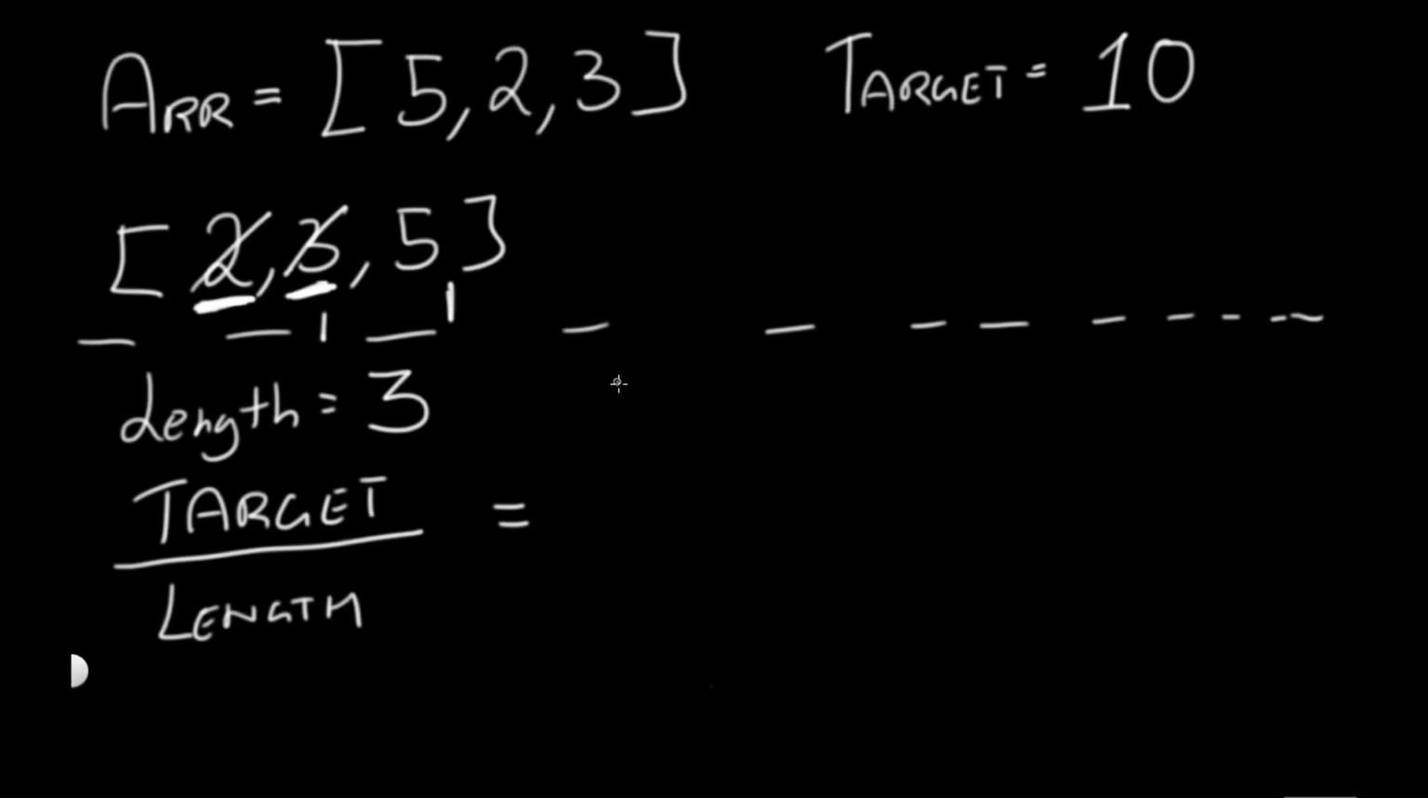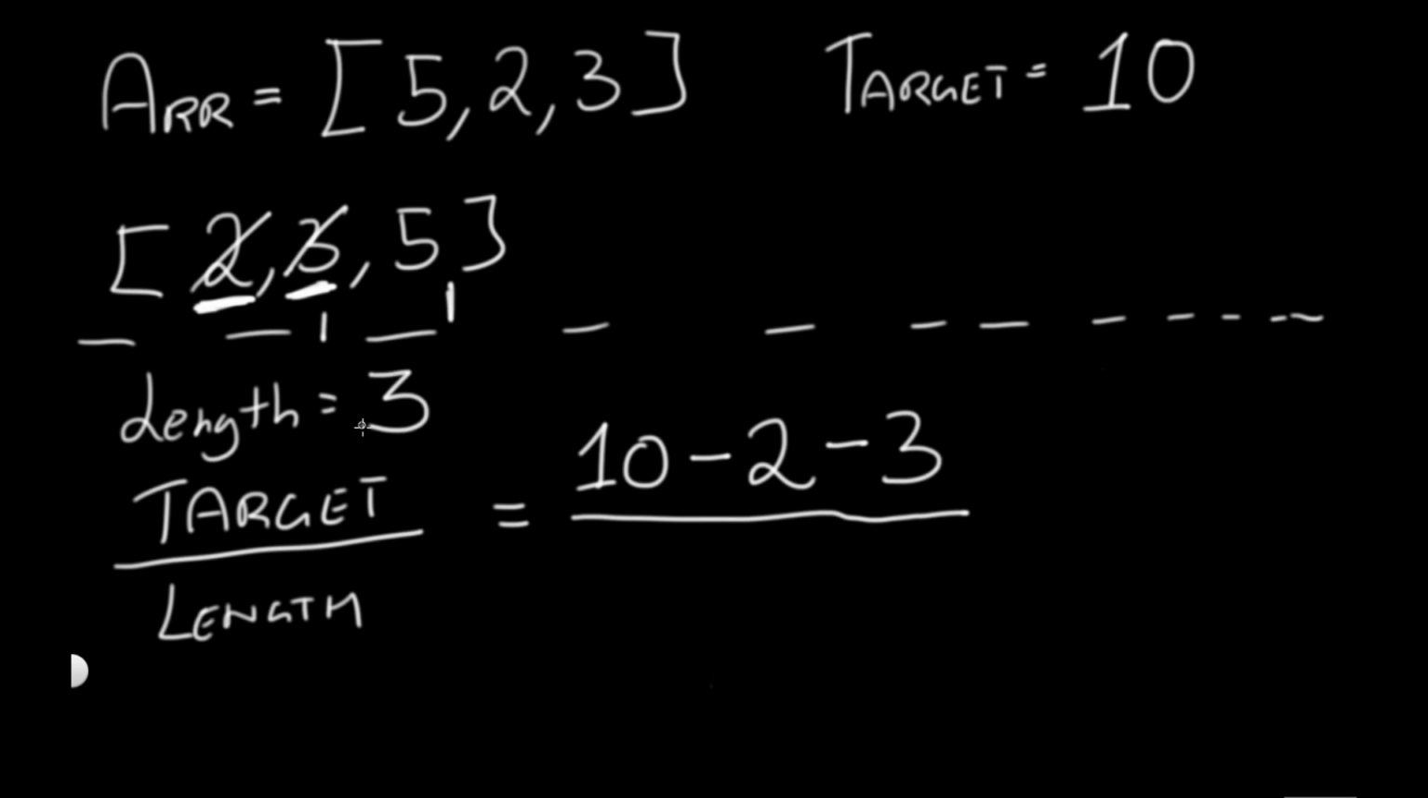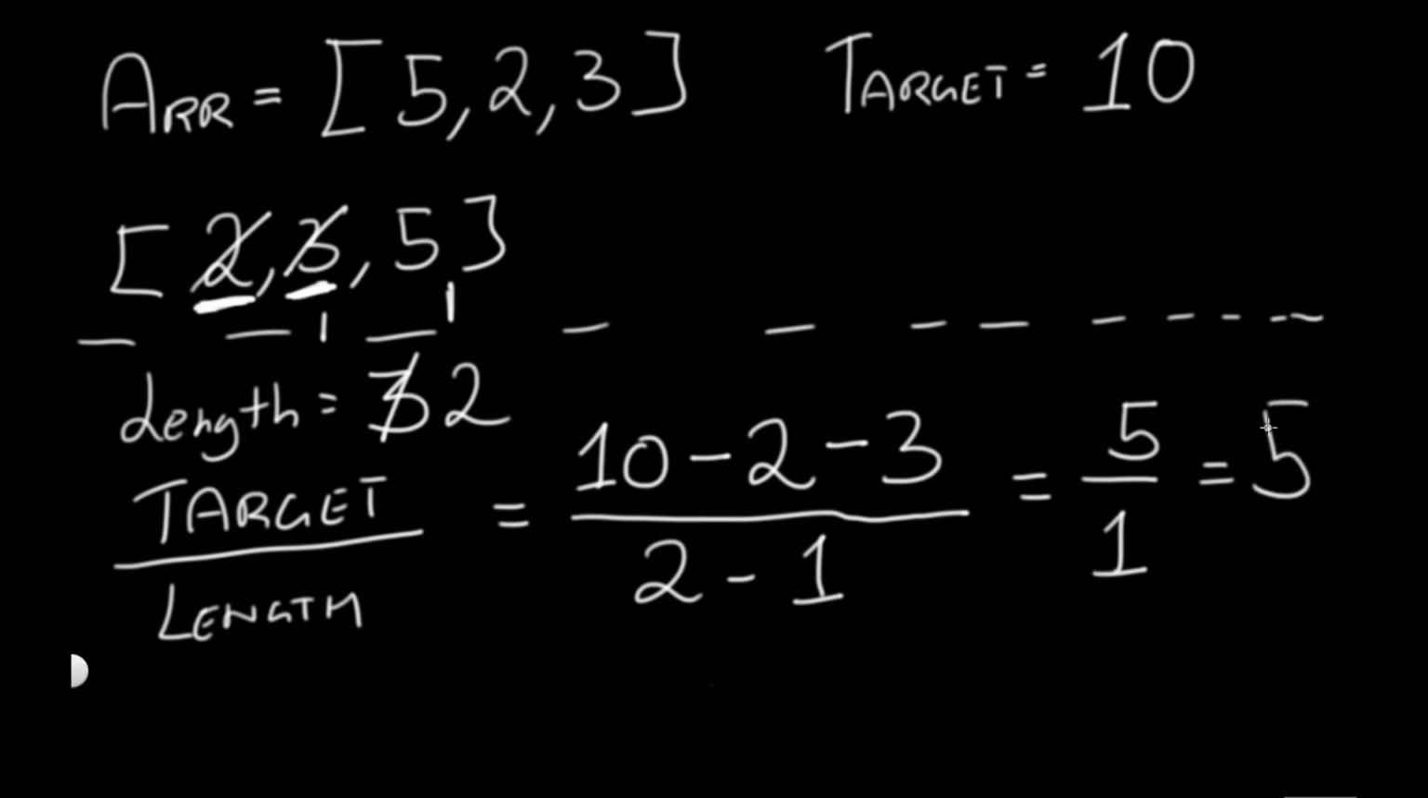So now, for the last time, we need to change our target again. We had 10 originally. Now we need to account for 2, and we also need to account for 3. So now our target changes to whatever that value is. And now we need to change our length again. So our length changed to 2, and now we need to do 2 minus 1. So now this is equal to 10 minus 2, 8, 8 minus 3, 5 divided by 1, which is nothing else but 5. So now in this case, we're looking for the value 5.